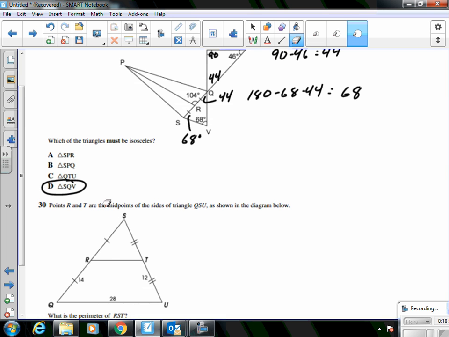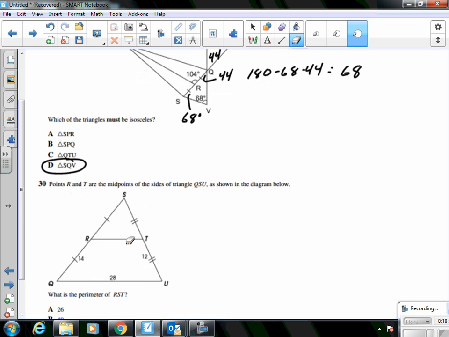And then 30, we have points R and T that are the midpoints of the sides of the triangle QSU, as shown in the diagram below. So R and T are midpoints of these sides, which means that this segment here is a mid-segment. And we know that a mid-segment is half the length of the side of the triangle it's parallel to. So RT is parallel to QU. So RT should be half of QU, or half of 28. It's going to be 14.